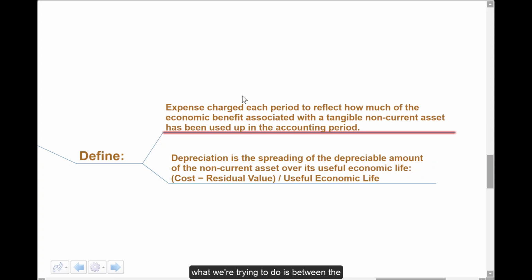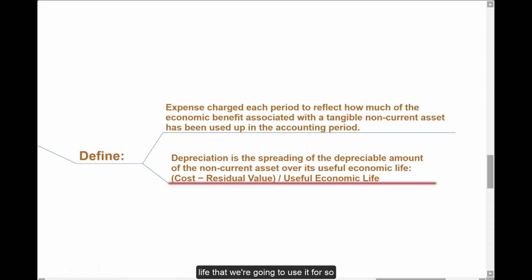So again, what we're trying to do is, between the start of the accounting period, let's say January 1st, and the end of the accounting period, let's say 31st of December, assess how much use we've made of that asset and how much it has fallen in value. We're trying to predict its end value or book value by allowing for an expensed amount of depreciation. The second part here is really the spreading of the depreciable amount of the non-current asset over its useful economic life. What do we mean by that? Well, that means the life that we're going to use it for.